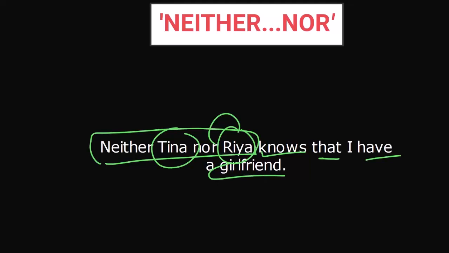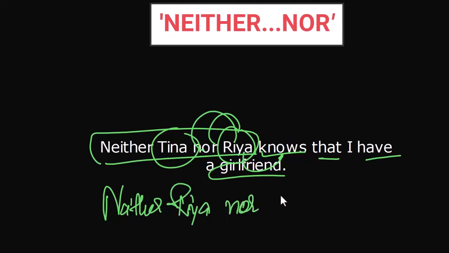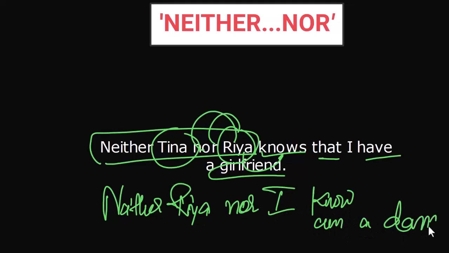Okay, the same thing is going to happen here. The subject that comes after nor is the one that the verb is going to follow. Neither you nor Ria knows. If I say neither Ria nor I, then I'm going to change the verb: neither Ria nor I am a dancer. Okay, this is how we use neither nor.